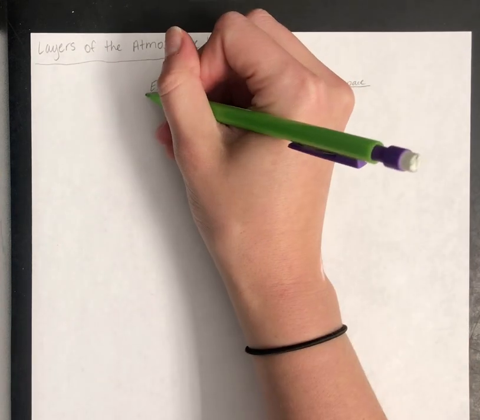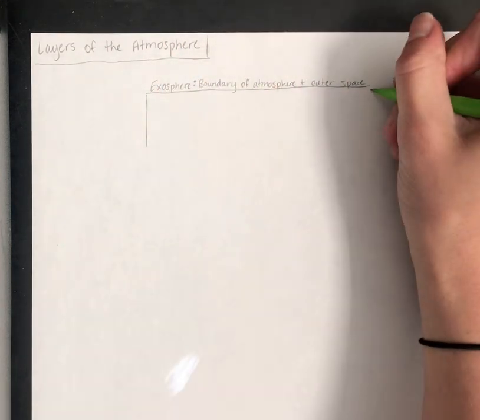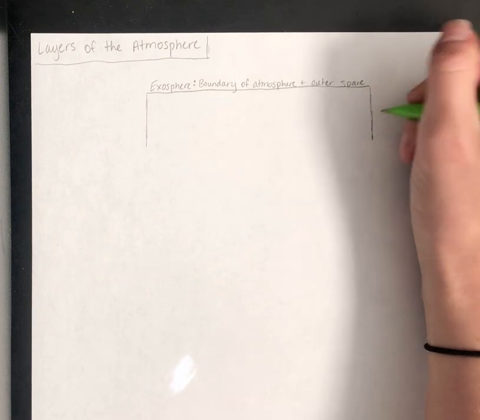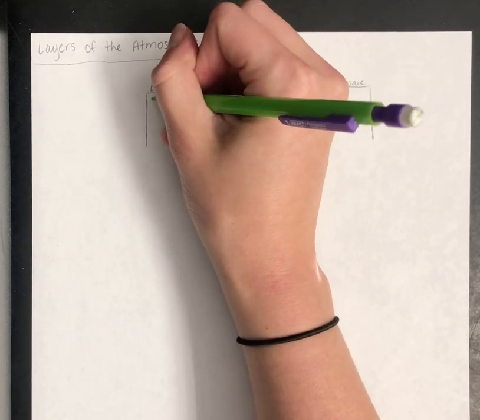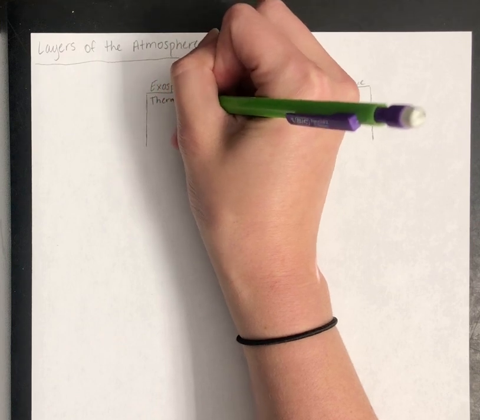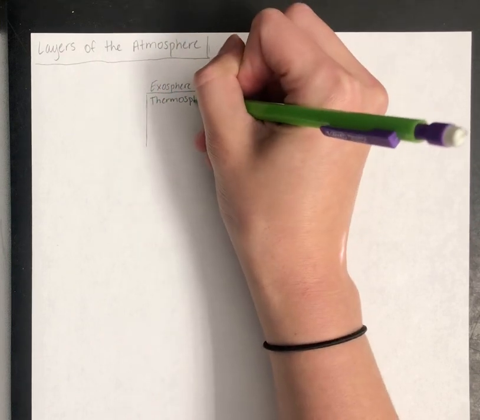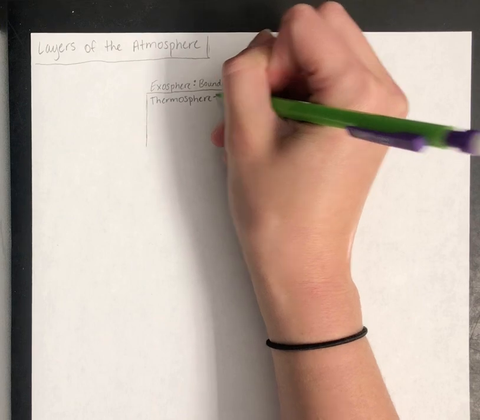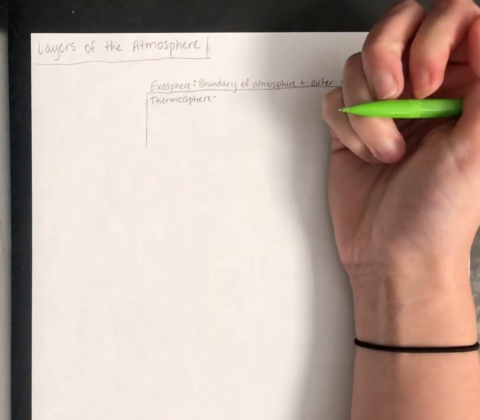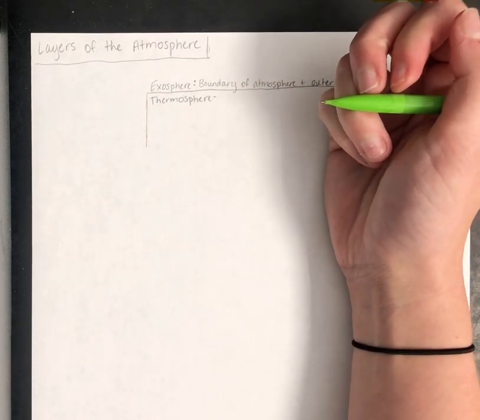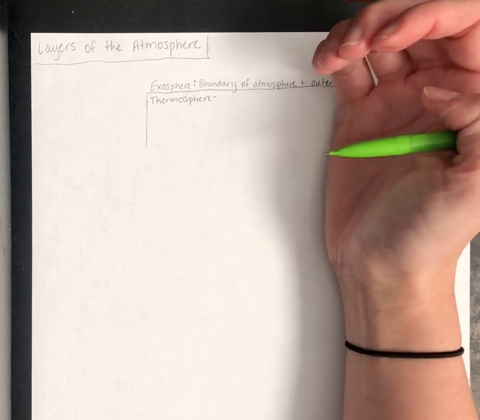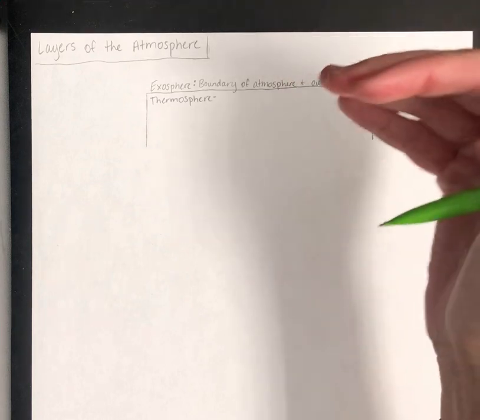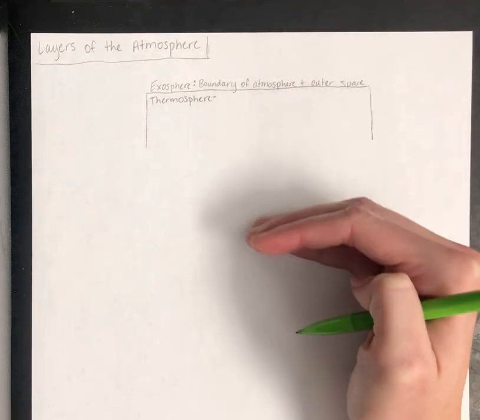Okay, and then going down, the next layer is the thermosphere. And the thermosphere is where satellites orbit, and the northern lights, like the aurora borealis, are kind of in the thermosphere and in the next layer below.